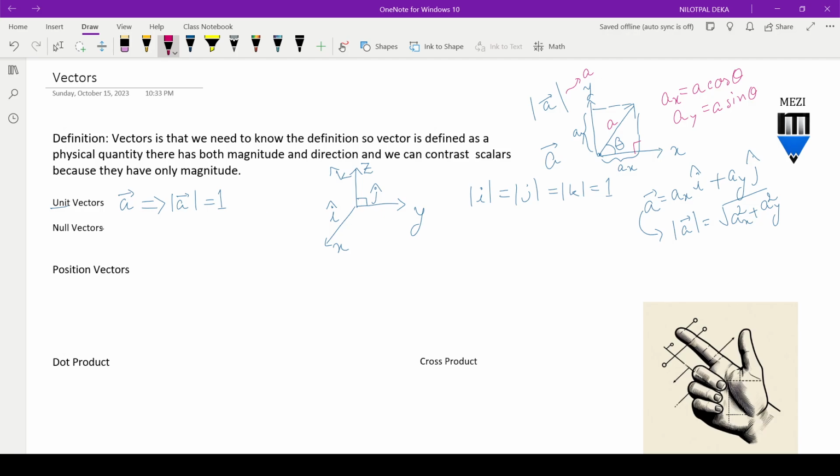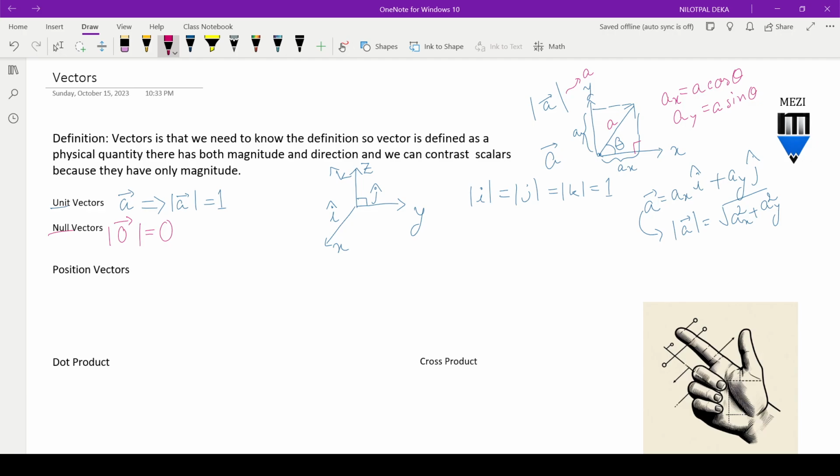It's the null vectors. As you can see by the name, it's a vector that has 0 magnitude. So any null vector would have a representation like this, and its magnitude would be equal to 0. Why do you need null vectors? Remember one thing, that we can add or subtract 2 similar quantities. So I can add 2 meter per second with 5 meter per second, and that would be 7 meter per second. But I cannot add 2 meter per second with 5 Newton. You cannot add a speed with a force.